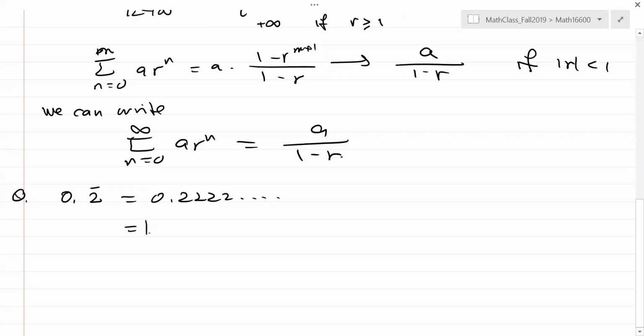It is the limit as n approaches infinity of 0.222 with finitely many digits. You get a sequence of numbers.